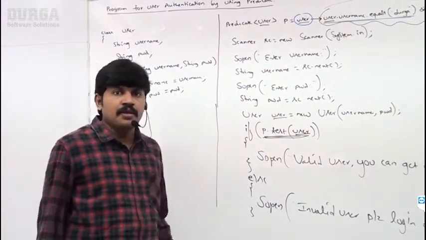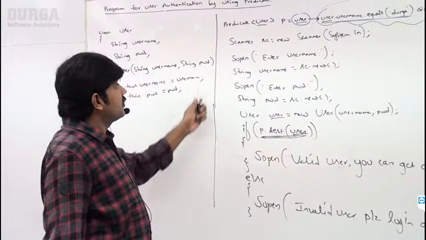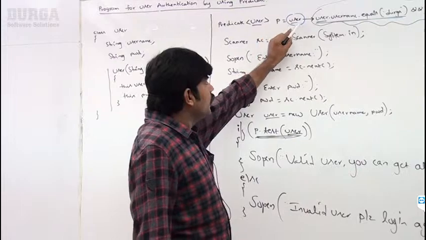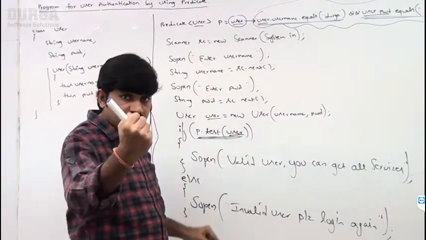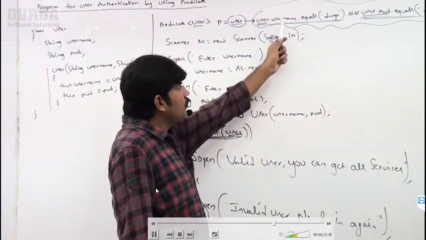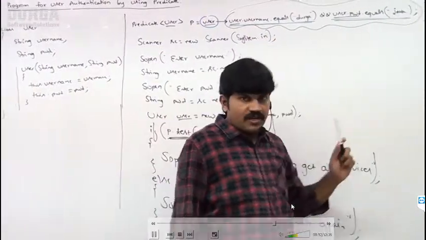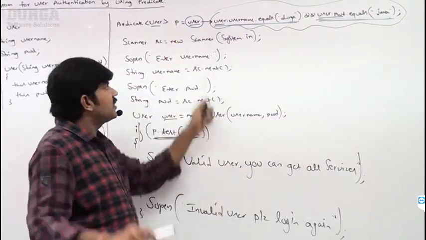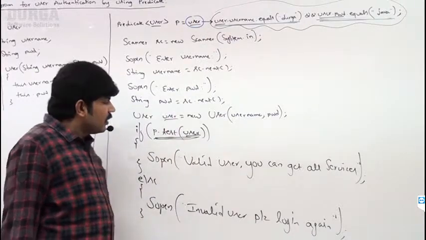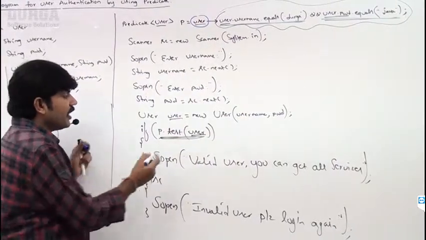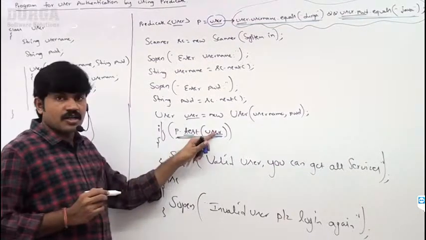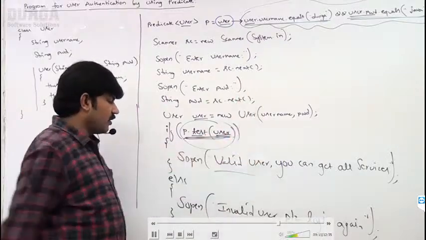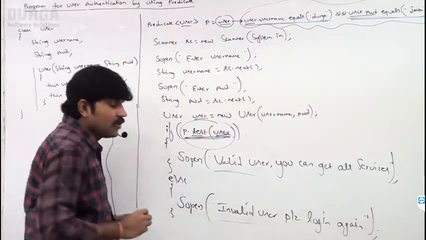In reality, where are we going to use the predicate? In this example, I'm using it for authentication purposes. My predicate can take a user object as the argument. It will check whether the username is Durga and whether the password is Java. If so, this test method returns true: valid user, you can get all services. Else invalid user, please log in again.